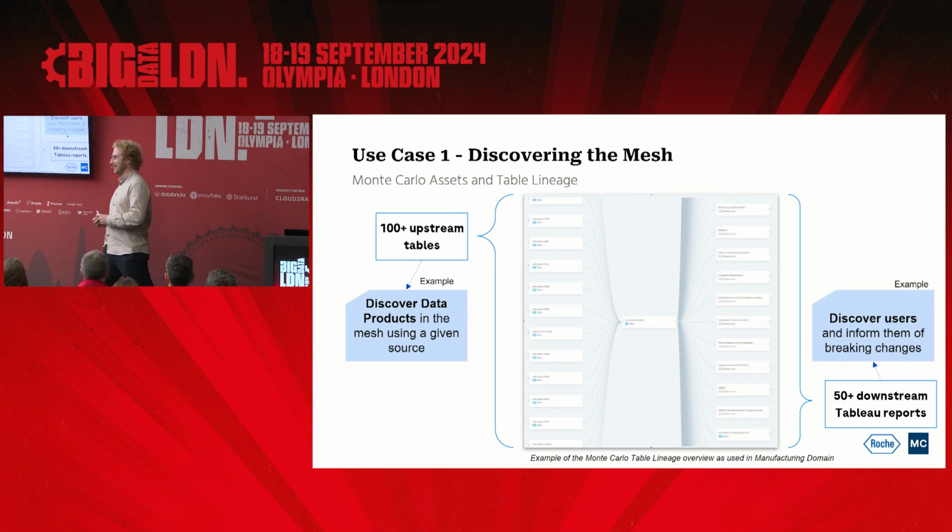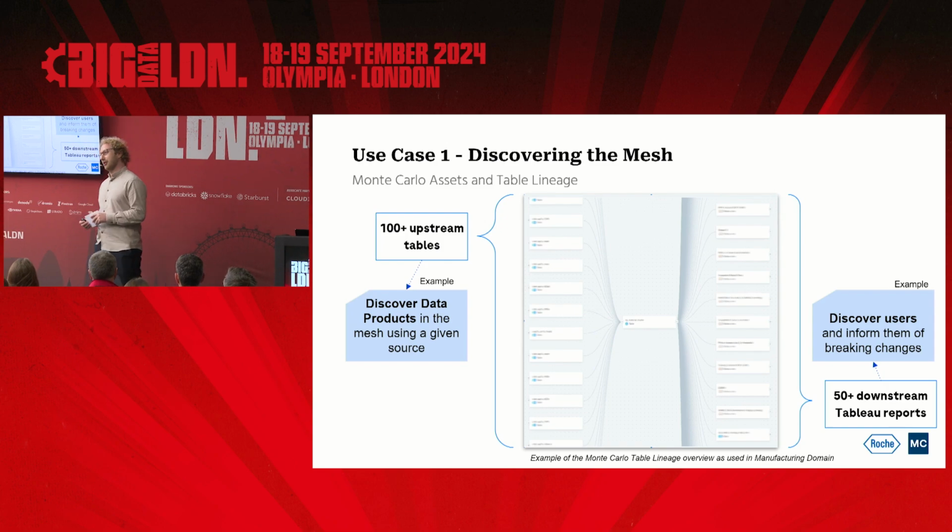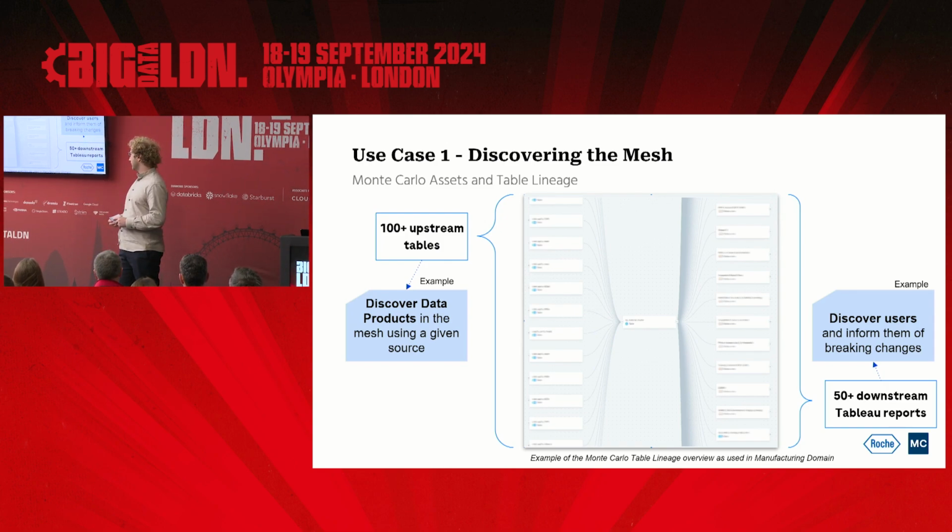This helps you to get really fast insight of which data team is doing what. Here in this example, you see a data product with 100 plus upstream tables. That means 100 plus source tables and 50 plus Tableau reports. I think it's a bit cut, but you can see it.